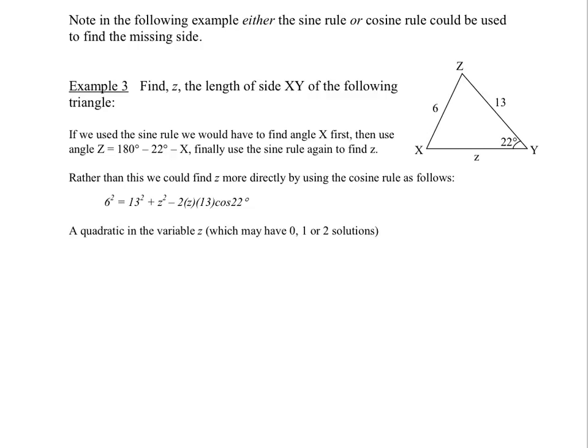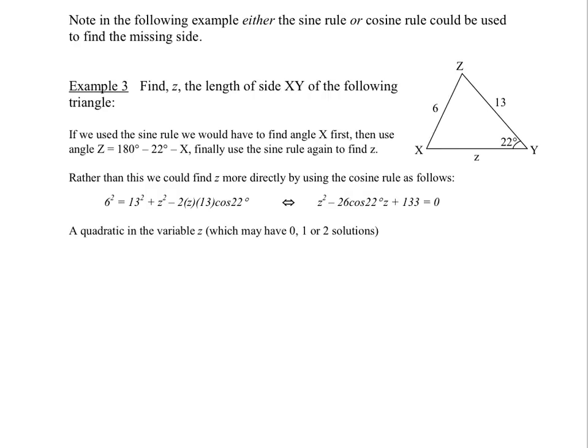So the cosine rule would be something like this, right? You would have 6 squared equal to 13 squared plus z squared minus 2 times 13 times z times the cosine of the angle in between them. Now, this thing here isn't a particularly nice thing, but it is actually a quadratic equation. Right? And if we rearrange it, it's possible to rearrange that equation so that it looks like this.